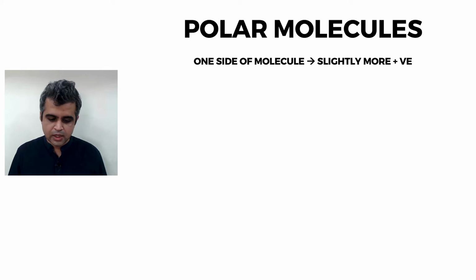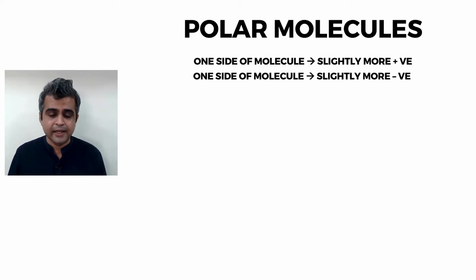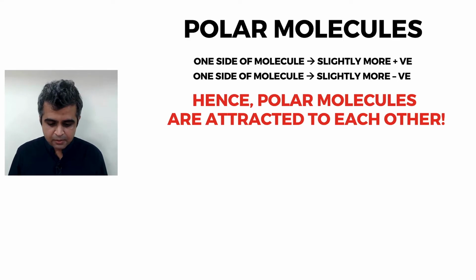Polar molecules have one side of the molecule which is slightly positive and one side which is slightly negative. What this basically means is that polar molecules will be attracted to each other because they have slightly positive and slightly negative sides. So what does that mean? The slightly positive side of one molecule will attract the slightly negative side of another molecule. So every polar molecule will attract the other polar molecules around it, because it has a positive or negative side, some charge which will attract the opposite type of charge. So polar molecules will be attracted to each other.